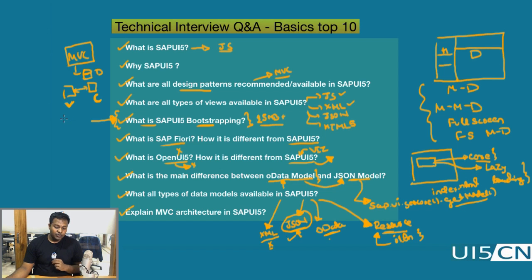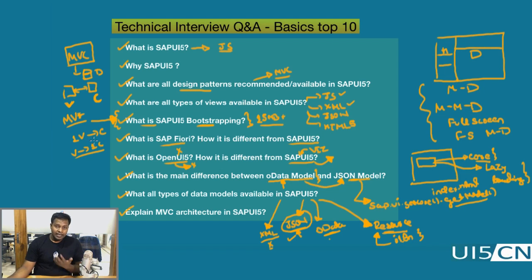Now there are multiple variations, like MV star, and those are for the Angular world. So if your technical interviewer is digging down, you can say, okay, I don't know much about MV star because it's a type of architecture which is used in Angular. And then the question comes in, can there be more than one view to a controller, or more than one controller to a view?